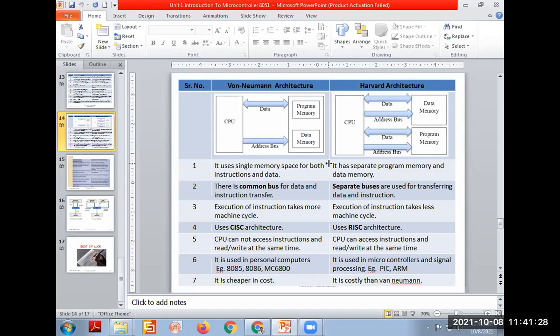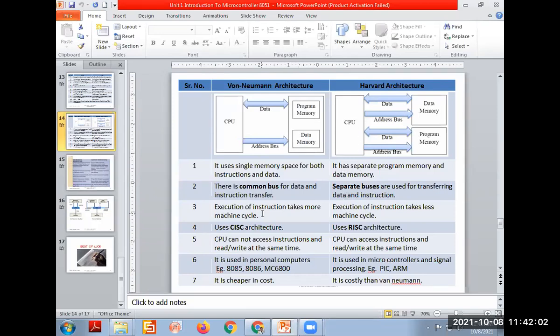Here in this case, it has separate program memory and data memory. The third difference is that in von Neumann there is a common bus for data and instruction transfer. It means the program memory and the data memory have a single bus for the data transfer. I mean, the data bus is common for both program as well as data memory. But in case of Harvard architecture, there are separate buses for the data as well as the program memory. Once we look at the picture, it is very easy to see the difference.